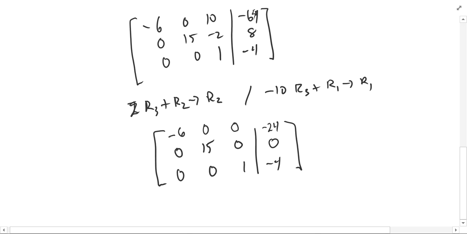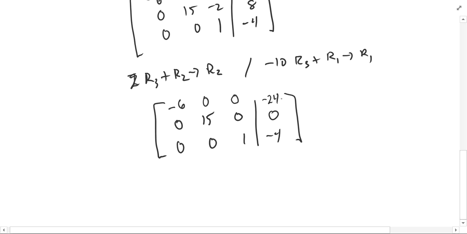All right. And two last things to do. I want to get the 1s. I want to turn the 15 into a 1 and the negative 6 into a 1. So I'm going to divide row 1 by negative 6. And I'm going to divide row 2 by 15. And that should give me 1s on the diagonal.